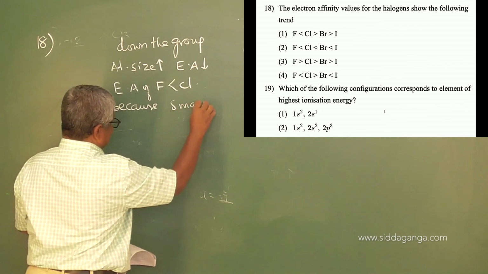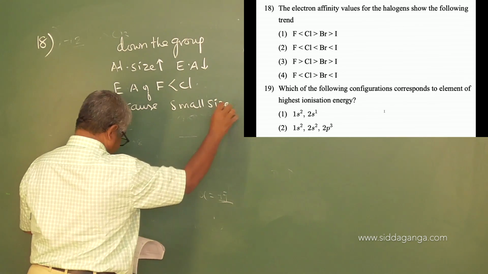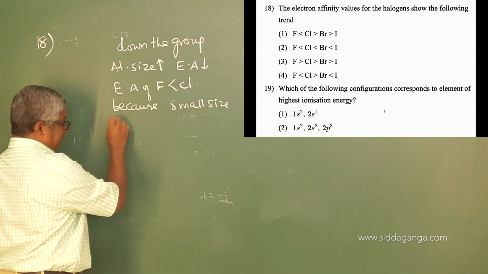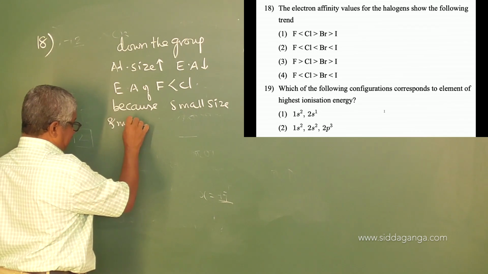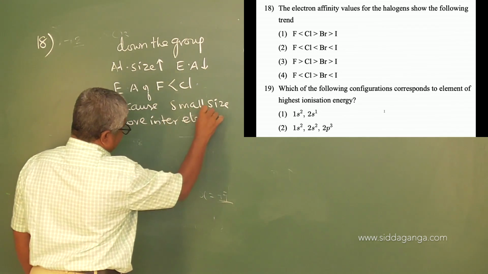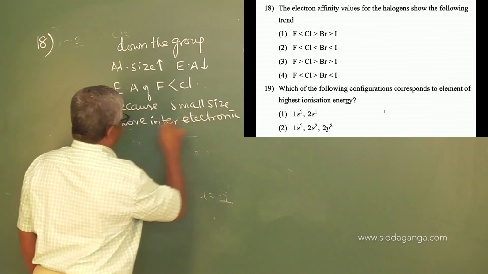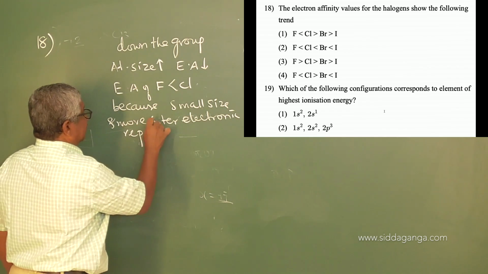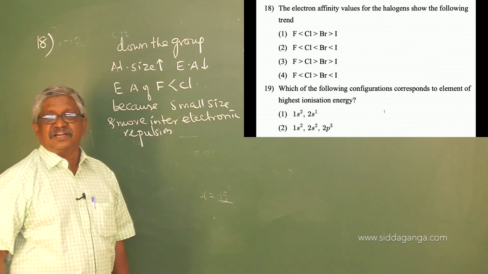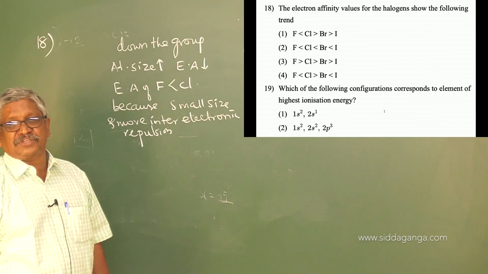Small size and more inter-electronic repulsion. So down the group, the electron affinity values for the halogens show the following trend.